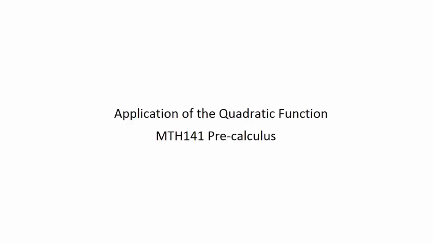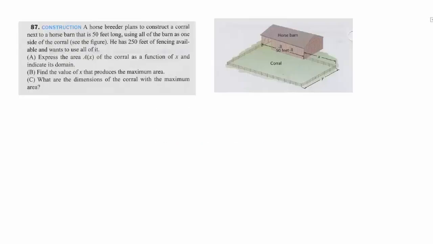In this video, we're going to look at application of the quadratic function. In the first example, it says, a horse breeder plans to construct a corral next to a horse barn that is 50 feet long. Using all of the barn as one side of the corral, he has 250 feet of fencing available and wants to use all of it.